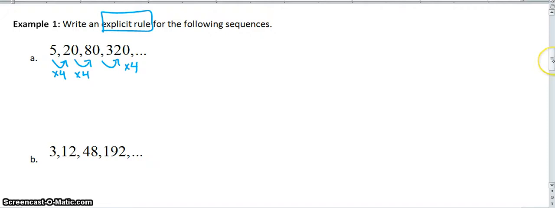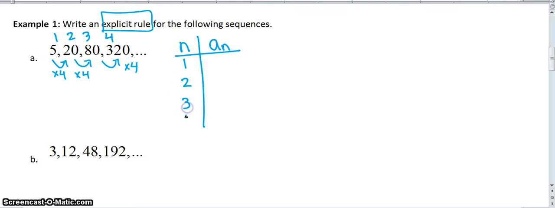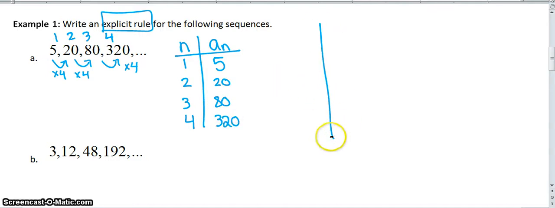Okay, the question becomes, how do I write an explicit rule for this? So you can do what we did in class and compare this to a function, where n are your inputs and a_n are your outputs. So this is term 1, 2, 3, 4, which is like your x values, right? And term 1 produces the number 5, 2 is 20, 80, 320, and figure out the relationship between those. You can even graph it if you want. Since we're only doing 1, 2, 3, 4, I'll just look at a positive axis here.